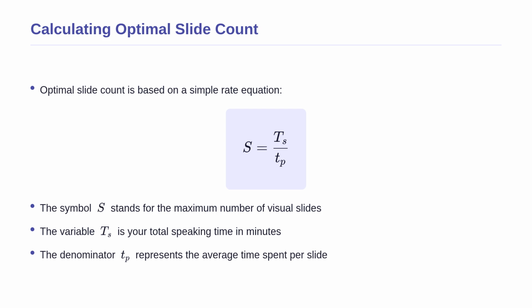The variable T sub S is your total speaking time in minutes, which is your total session time minus the question time. The denominator, T sub P, represents the average time spent talking about a single slide, generally recommended to be between 1 and 2 minutes. Notice that if you decrease the time spent per slide, the total number of slides will increase, which often leads to a rushed presentation.